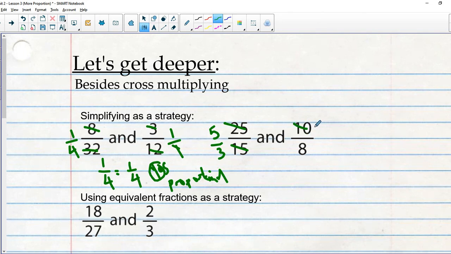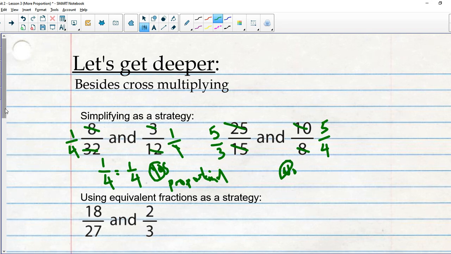On the right side, what number goes into both 10 and 8? Yeah, 2, right? 2 going into 10 how many times? 5 times. 2 going into 8, 4 times. Is 5 over 3 the same thing as 5 over 4? No, right? So they are said to be not proportional.